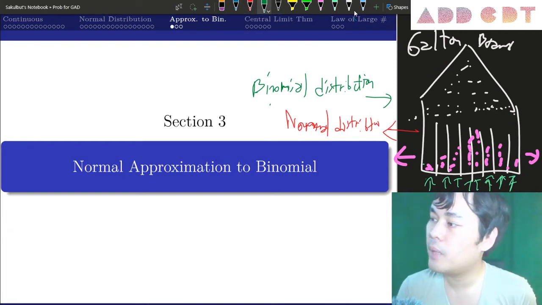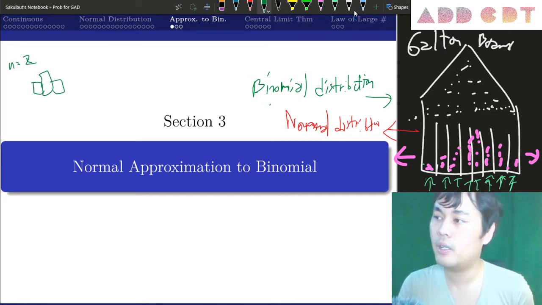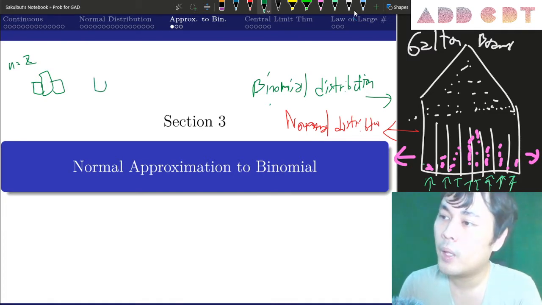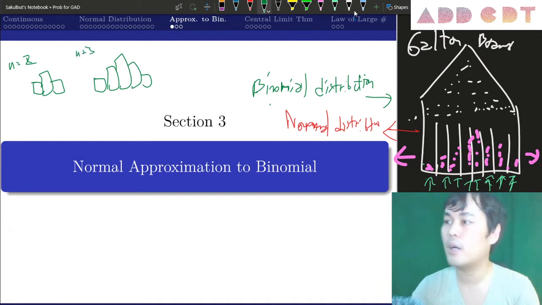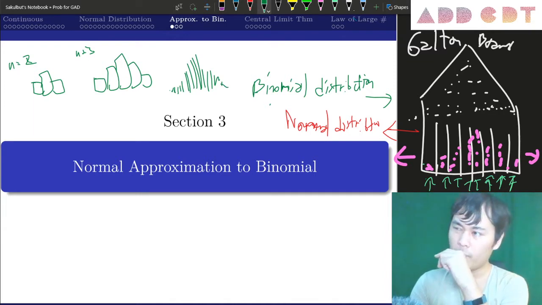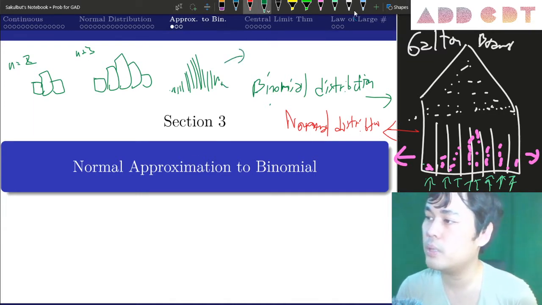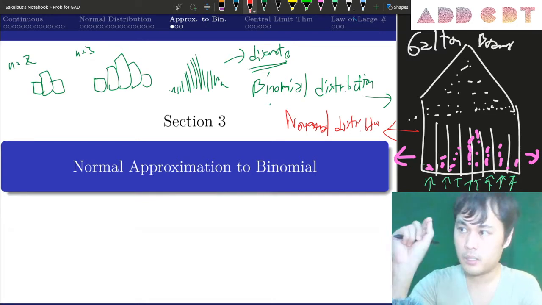By that I mean, when n is 2, the binomial distribution will look like that. When n is 3, it will look like that. And 4, 5, 6, 7, and so on, hundreds and thousands. So eventually, when you plot a graph, you're gonna see like a thin bar. This is always going to be discrete, because we fix where the beads can go.